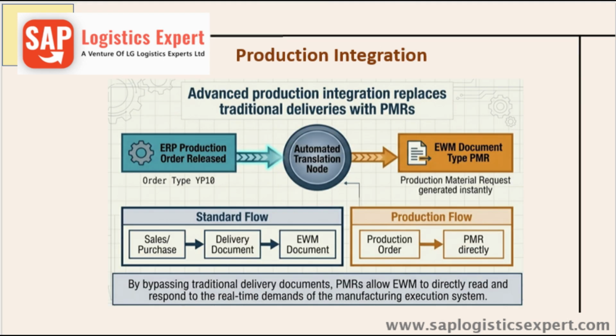Next configuration is mapping of the order type of the manufacturing order in SAP ERP to the document type of the production material request, PMR, in SAP EWM. For advanced production integration, deliveries are replaced by PMR, meaning production material request. To trigger PMRs, we map order type to EWM document type. When the production order is released, EWM automatically creates a PMR in EWM.